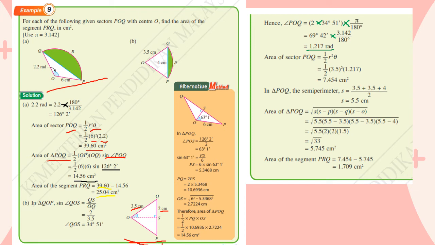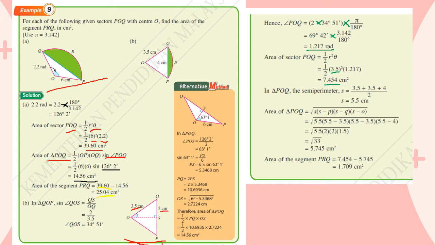Next we find the area of sector POQ, using the formula 1 over 2 times r square times theta. The radius here, we already know from the diagram, is 3.5 centimeter, and the angle theta in radian is 1.217. So we get 7.454 centimeter square.